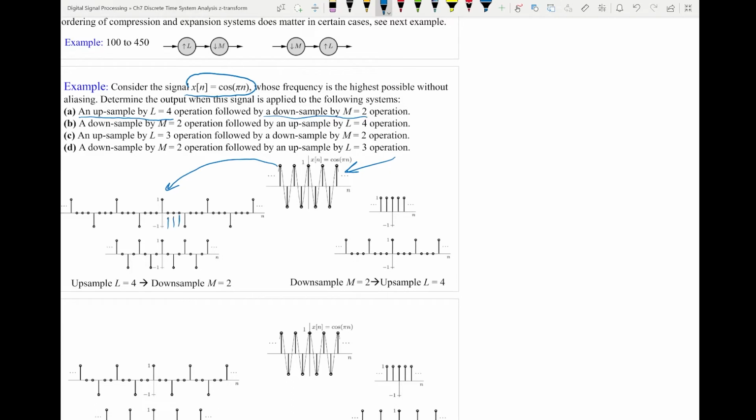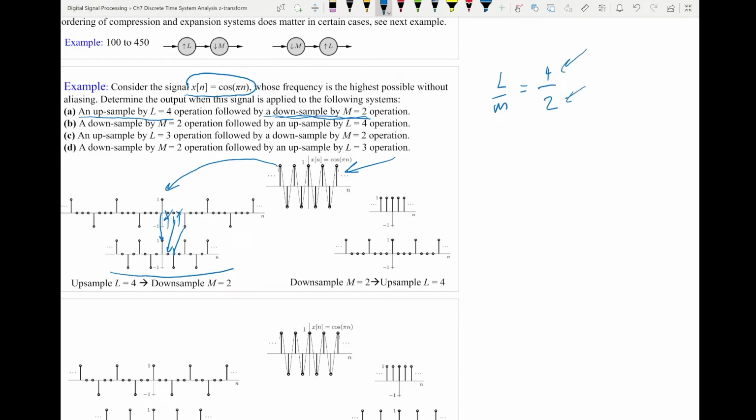That's 1, 2, 3. Then downsample by a factor of 2, M equals 2. So that means M minus 1 is 1. So I keep one sample and delete the adjacent, then keep one, then delete the adjacent. So I will keep this one, delete this, keep this one, delete this, keep this one. So this is the signal by upsampling by a factor of 4 and then downsampling by a factor of 2. So L over M is 4 over 2. These are not coprime.